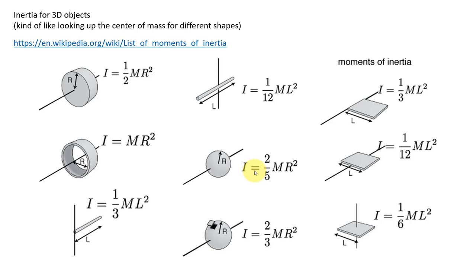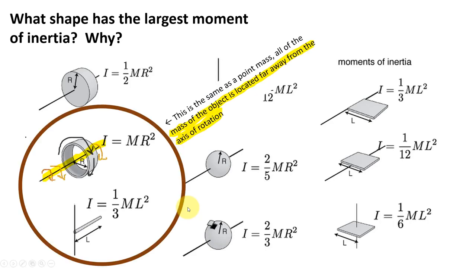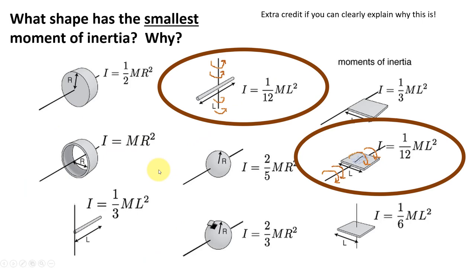Be really careful when you're looking at these tables that you pay attention to what axis of rotation it is describing, and also solid versus hollow. Some of these pictures look very similar, but they're very different moments of inertia. Hollow versus solid, those are two very different objects. Okay, so here is the largest moment of inertia, mr squared. And here's the smallest moment of inertia, 1/12 L squared.